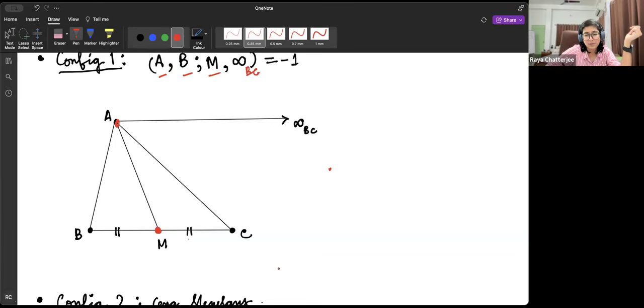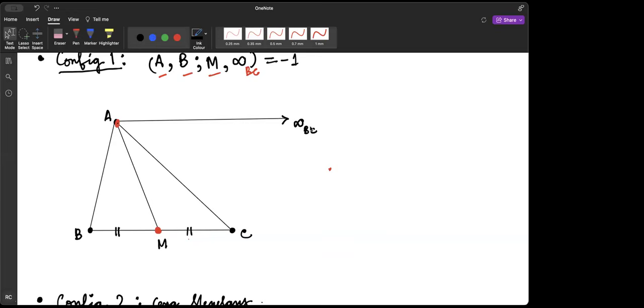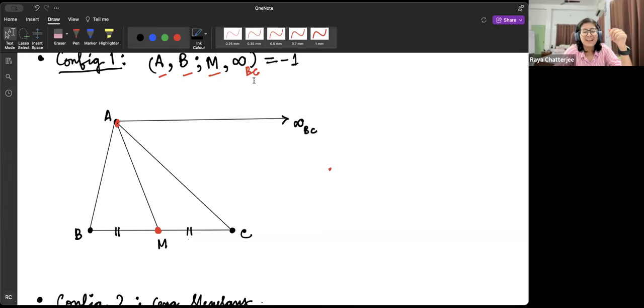So can any of you tell me a quick proof for this? This is very easy. Isn't it BCM and infinity? Sorry. Okay, I'm sorry. Thanks for that. Yeah, BCM and infinity, harmonic. So can you tell me a quick proof for that?